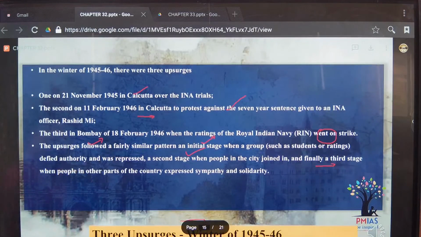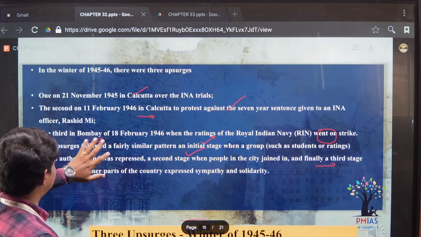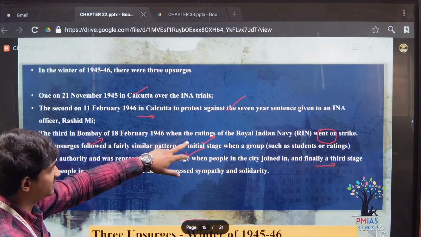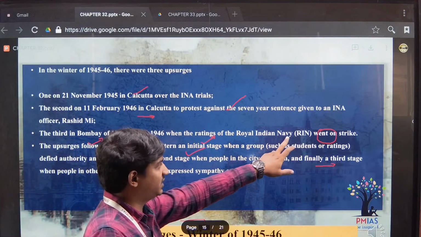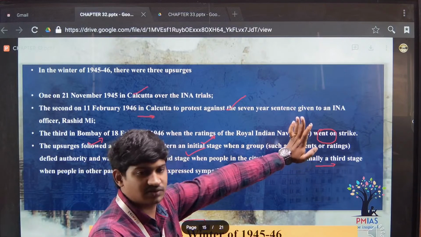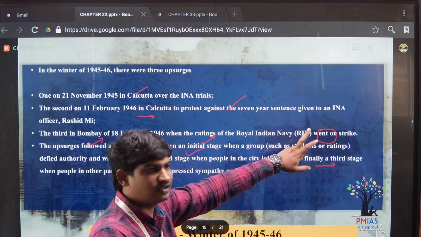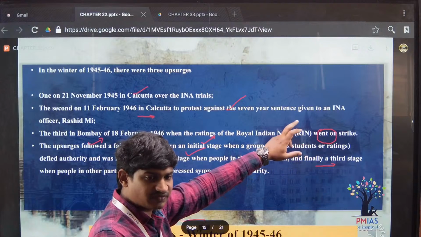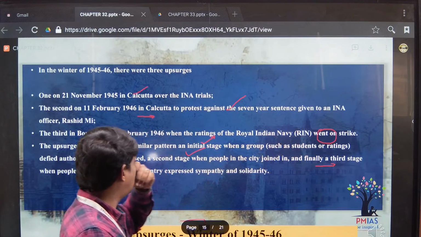Okay. So in the winter of 1945 and 1946, there were three upsurges. The first one was against the INA trial, the next one was because of the sentences given to Rashid, and the third one was in Bombay in 1946, that is the Royal Indian Navy mutiny. That is, the Navy of the British government went on strike. This is the highlighting position here. The Navy of the government went on strike.